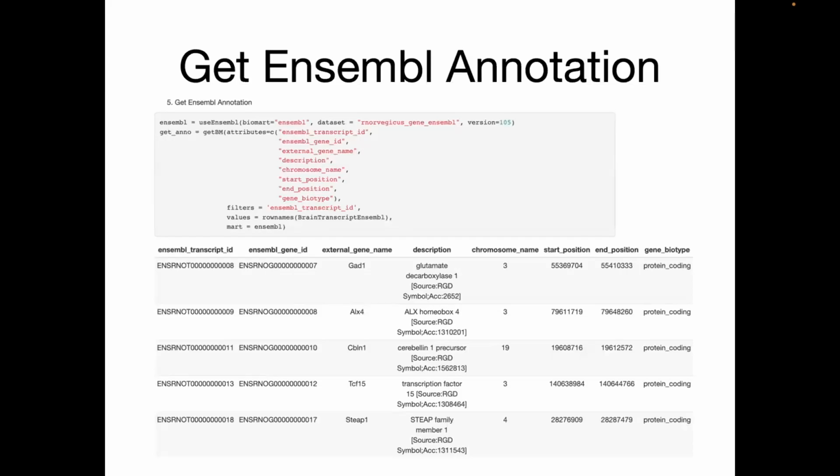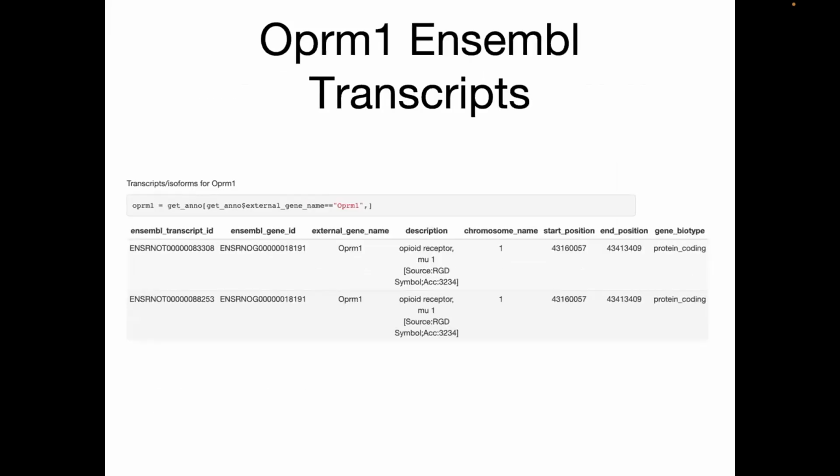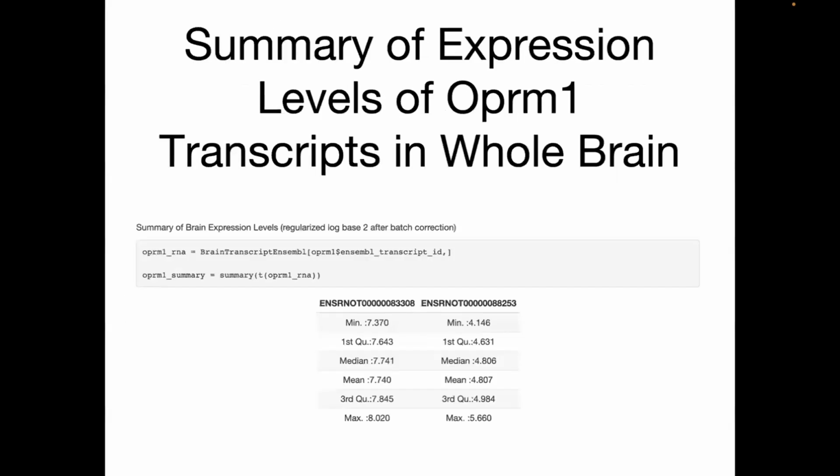If you've never used the biomaRt package in R, you can pull all of your annotation information into R too. You don't have to download a bunch of files from different sources. You can pull it all into R to annotate your data. And then just to demonstrate, if we want to look at OPRM1, we can see in our annotation file that there are 2 Ensembl transcripts for OPRM1, and we can pull out that particular data from that brain database.